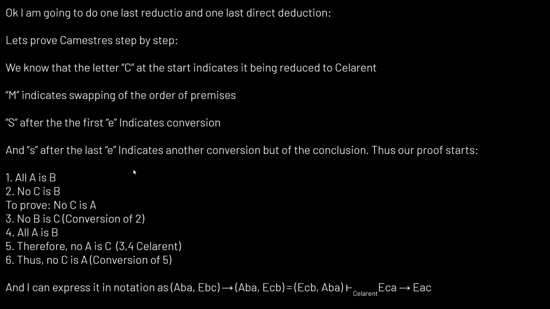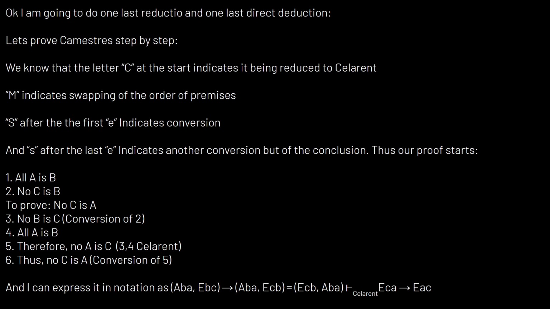Alright, one last reductio, and one last deduction. And I'm going to try to make it short. So let's prove Cesare, step by step. So for example, in Cesare, we know that the letter C at the start indicates it being reduced to Celarent. M indicates that we're swapping the order of the premises. The S after the first E, that is after the second premise, indicates the conversion, and the S after the conclusion, or the last E, indicates another conversion, but we are converting the conclusion.